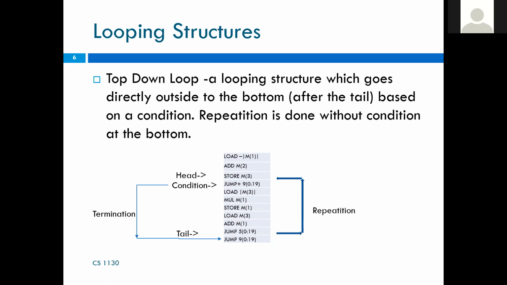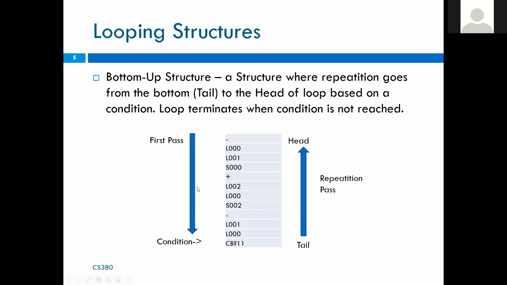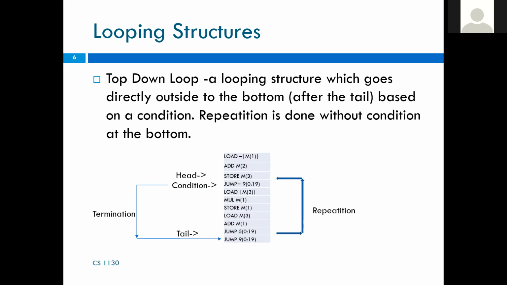There are many combinations. You can do a condition for termination at the tail if you like. But to make a simple process, the top-down loop will be a condition for termination at the head. The bottom-up structure will be a condition for continuation at the bottom, or at the tail. Do you follow? Actually, as soon as you write programs, you will be able to juggle them.